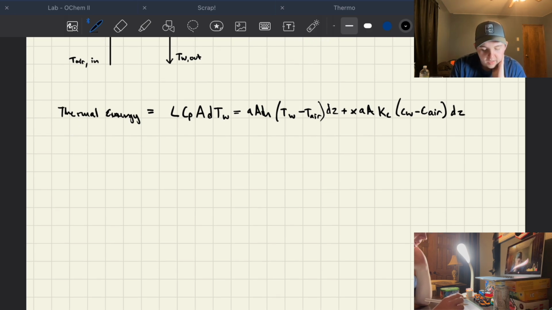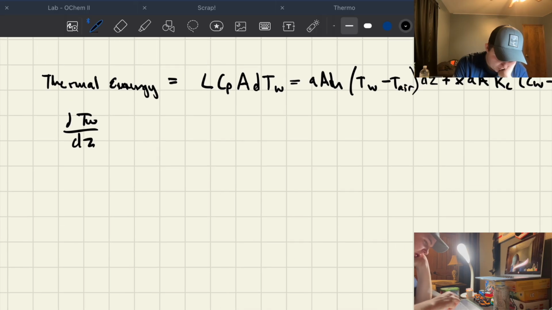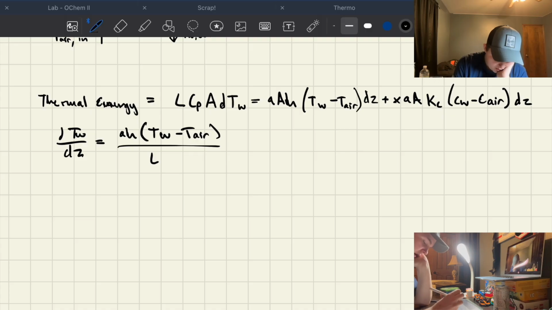Okay, that looks good, and now what we're going to have to do is rewrite this expression. So we're going to rewrite it as over dz, so we're going to have dTW over dz. That's going to be equal to our aH times our delta T, or sorry, delta H, not N. Minus T air, delta T over, and we're going to have to divide by L CPW.